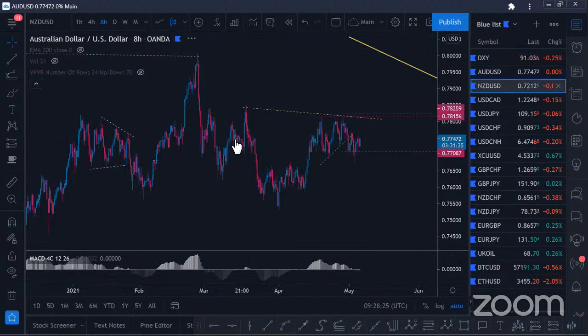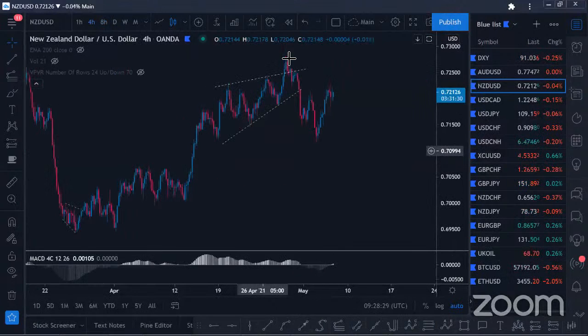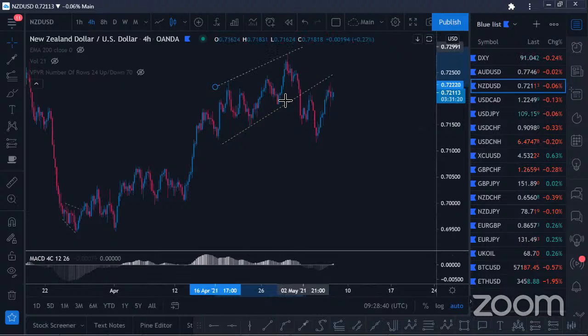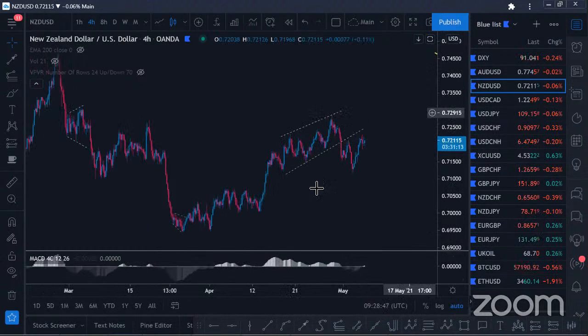New Zealand dollar, US dollar, kind of along the same lines, no real confirmation just yet. This big strong move to the downside was a good sign that we're heading lower, but that was countered by a pretty strong move to the upside, still lining up for a little bit of a break and retest of this rising wedge type structure. But again, no confirmation just yet as to exactly where we're heading from here. We're kind of in no man's land for now.